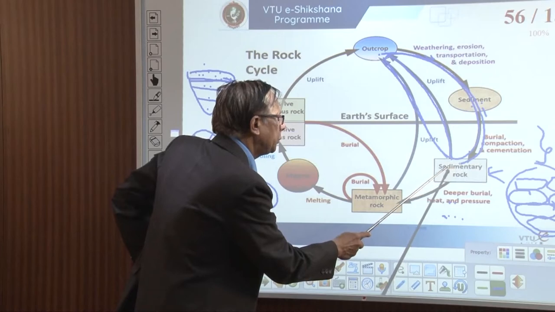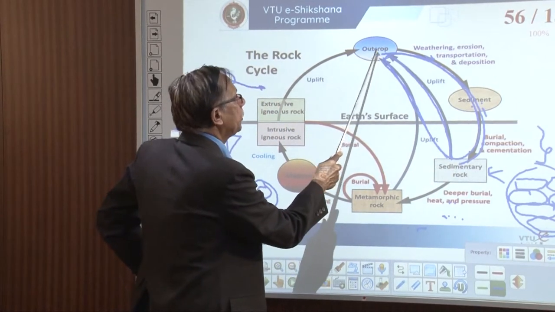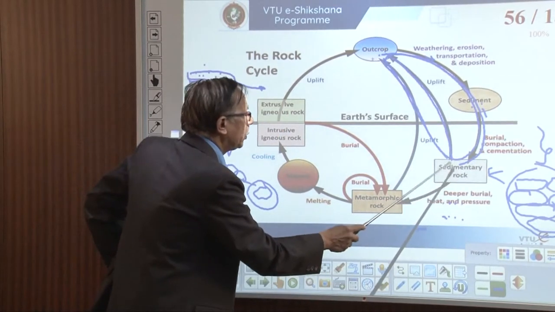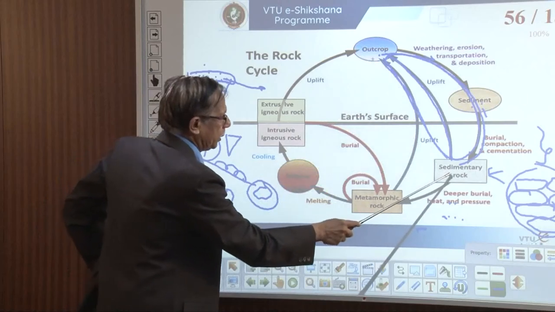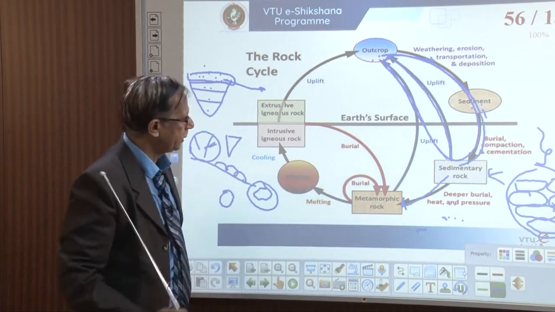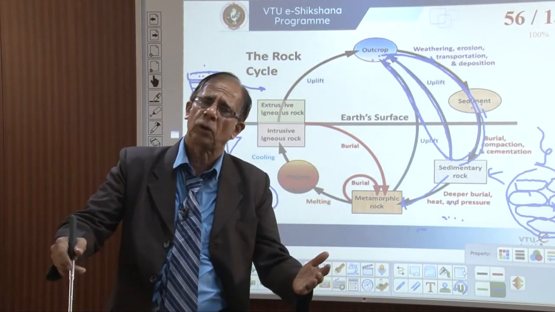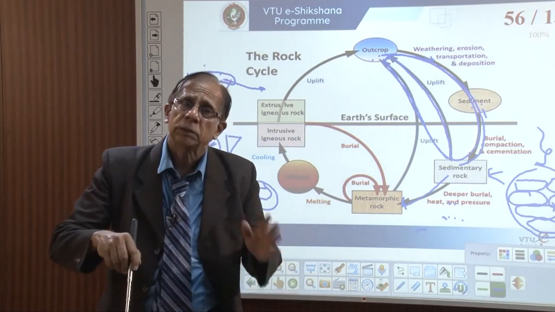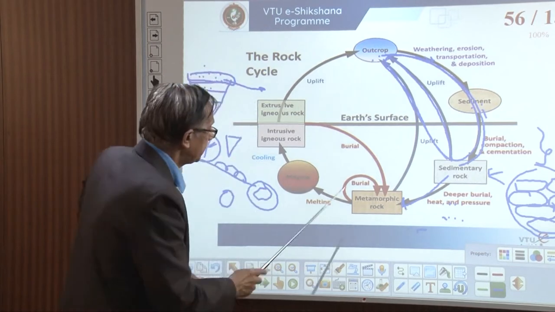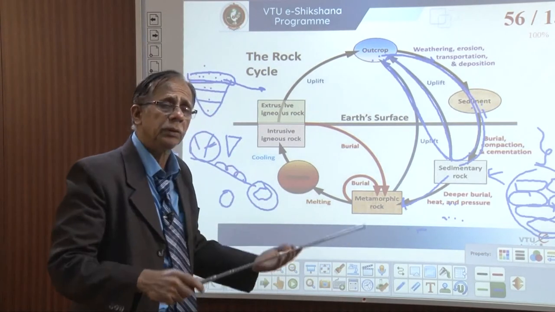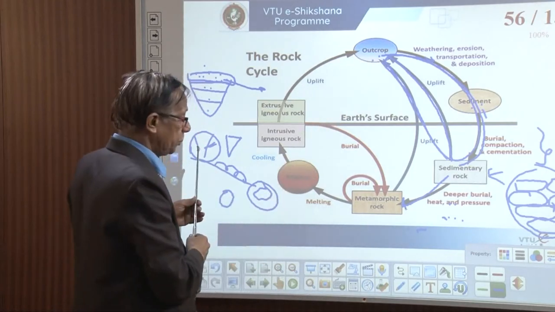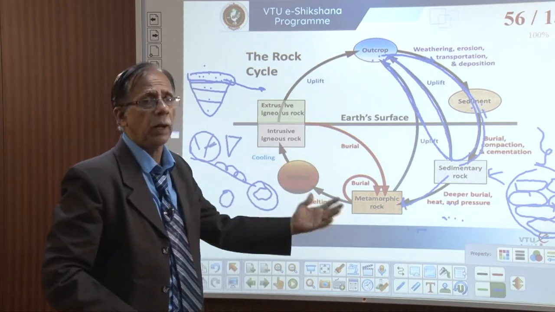Thus, friends, sedimentary rock can get exposed, become an outcrop and sediment, and then form the sedimentary rock. Or without becoming an outcrop, they may undergo metamorphism directly. Metamorphism happened. If these metamorphic rocks are not subjected to further process, what may happen? I have said previously how the outcrop happens.